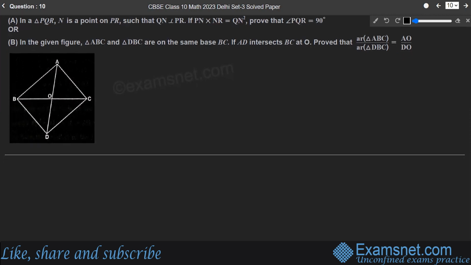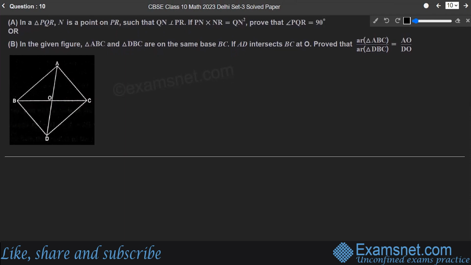In triangle PQR, N is a point on PR. So let us first draw the triangle PQR, and name these P, Q, and R. Let us mark a point N on PR such that QN is perpendicular to PR. Let us join QN. Because QN is perpendicular to PR, these two angles are 90 degrees.